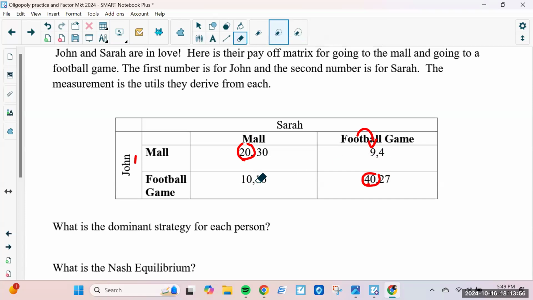What this is, they're in love. They just want to be together, right? And so John would rather go to the mall here, even though he really wants to go to the football game down here.